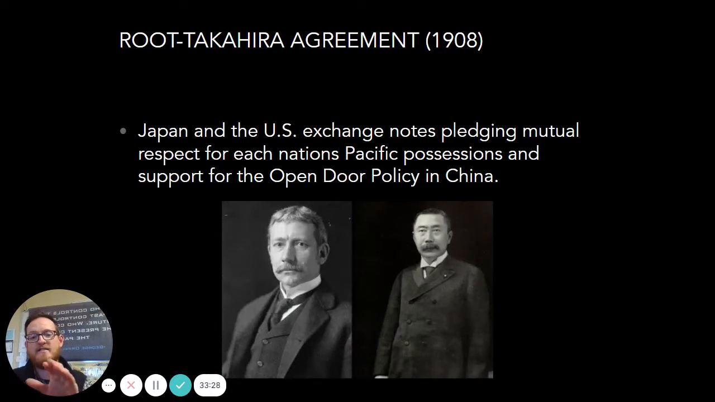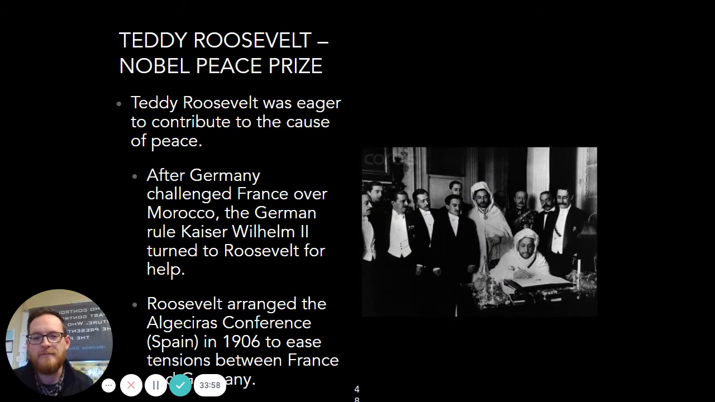In 1908, you'd have the Root-Takahira Agreement, where Japan and the U.S. would exchange notes pledging mutual respect for each other's possessions in the Pacific and support for the open door policy in China. And again, this is just another example of us working to create allies and also working in the Pacific to hopefully avoid conflicts. Now, when we're talking about building China, again, building Japan, you're going to see this is something that continues through the 1930s and kind of eventually is what pulls us into World War II. Now, Teddy Roosevelt, again, he was very, very eager to contribute to the cause of world peace.